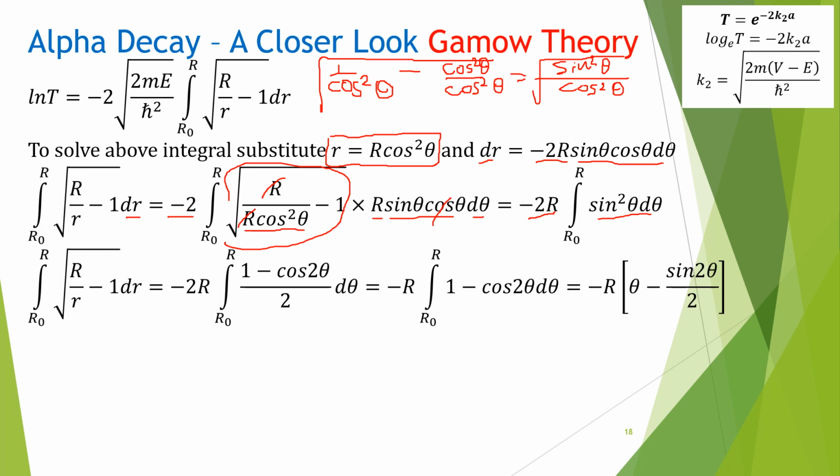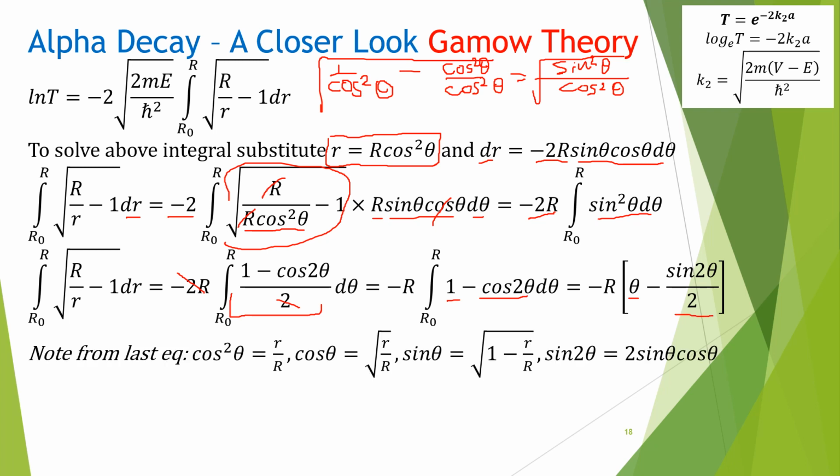Now sin square theta is (1 minus cos 2 theta) upon 2, and the integration of this will be, so this 2 I can cancel here, and here we are left with integration d theta, which will be simply theta, and integration of cos 2 theta is sin 2 theta upon 2.